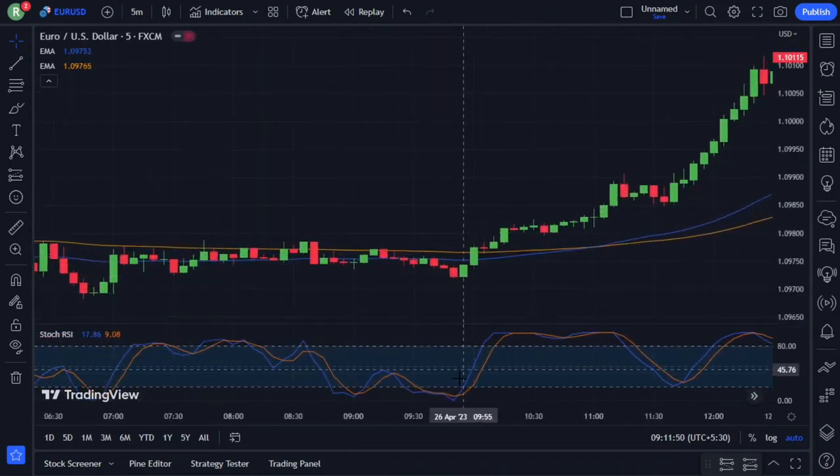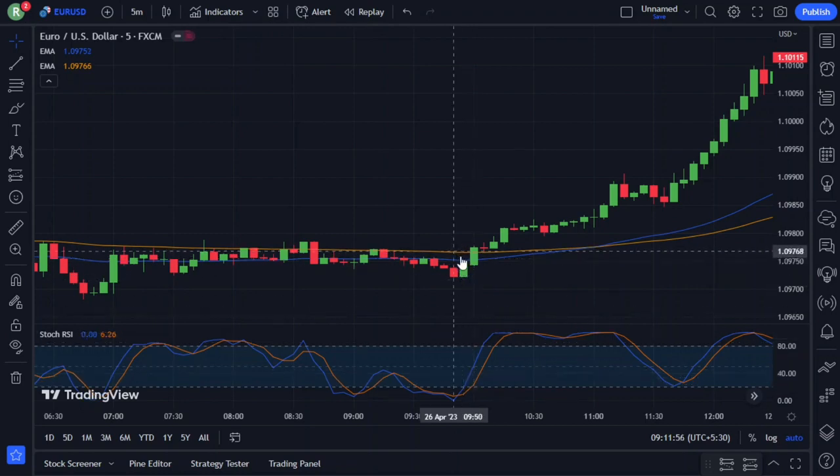Here the StochRSI again crossed the 20 level to the upside, indicating a buy signal, but the 50-period EMA is still below the 100-period EMA, so this signal is not valid.